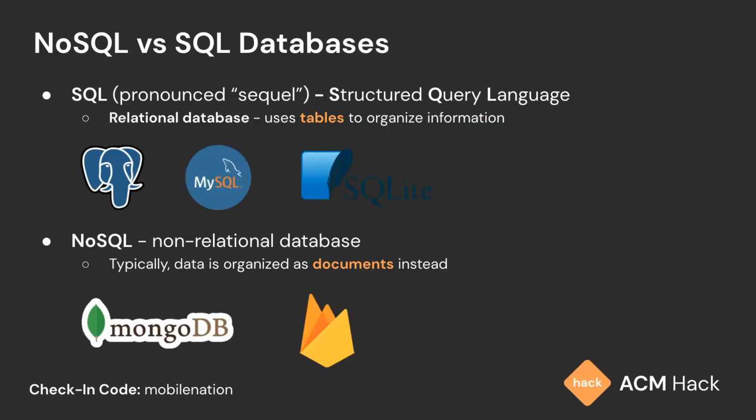And there's two types of databases. Well, there's many types, but the two main types that you'll see are SQL and NoSQL. SQL is relational, and they basically use tables to organize information. NoSQL is non-relational, and they typically organize in documents. But it doesn't have to be documents, right? It could technically be anything.